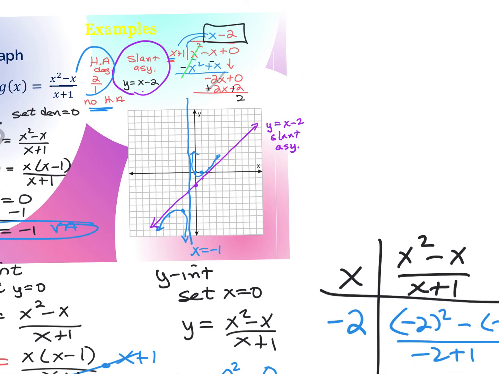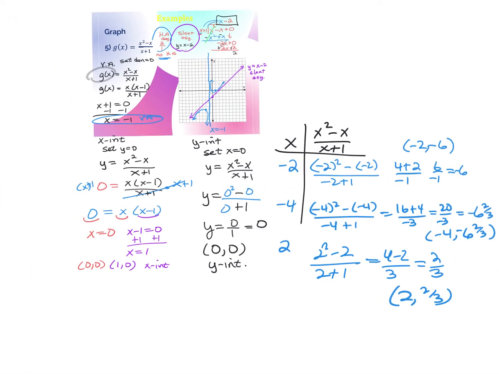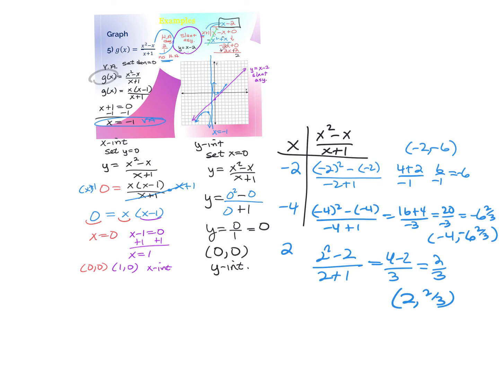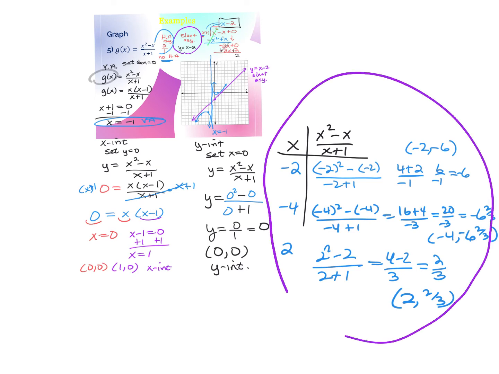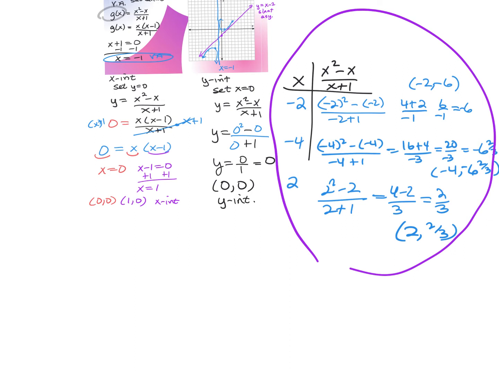Now, again, on the quiz next week, you don't have to do this. You're going to use your calculator. So, for example, I'm going to go ahead and key the function into my calculator. I'm going to hit the y equals button up at the top. Remember, you need to put parentheses around the numerator. So I'm going to put parentheses and then x squared minus x, divided by x plus 1. And then I'm going to hit graph.